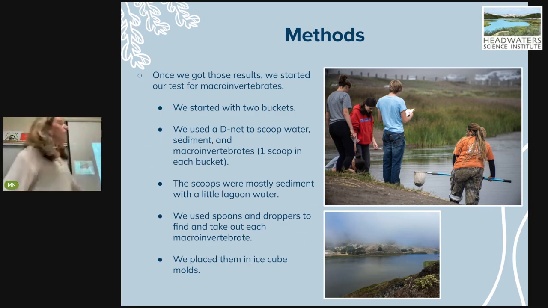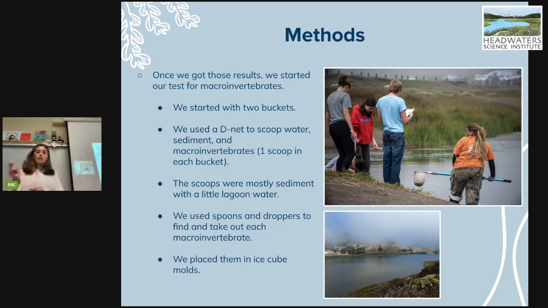So the second thing we did was we tested for macroinvertebrates. So this is an example of Andrea being in the water and scooping up our soil, water, and macroinvertebrates. We also did 2 tests per location. So we had 2 plastic buckets. We scooped in. Each bucket got 1 scoop. Then we would take the time, go through the buckets, collect all of our macroinvertebrates, and put them in our ice cube trays. Then most of the scoop was sediment.